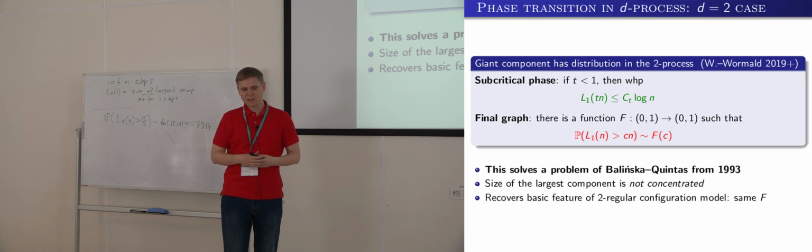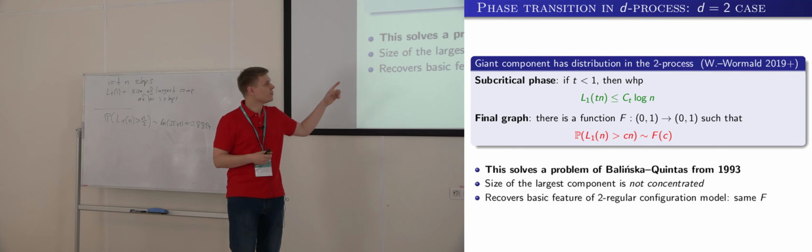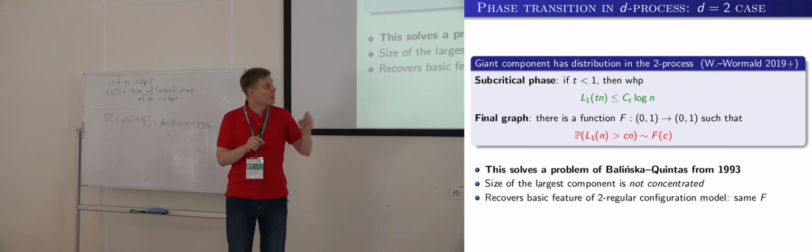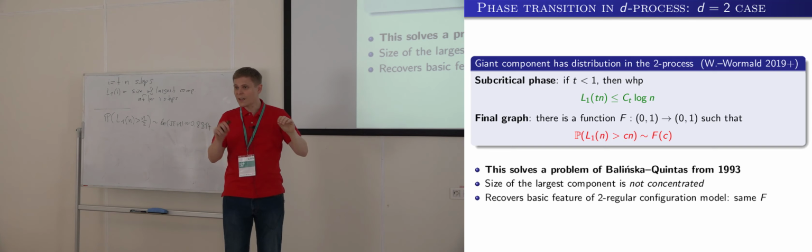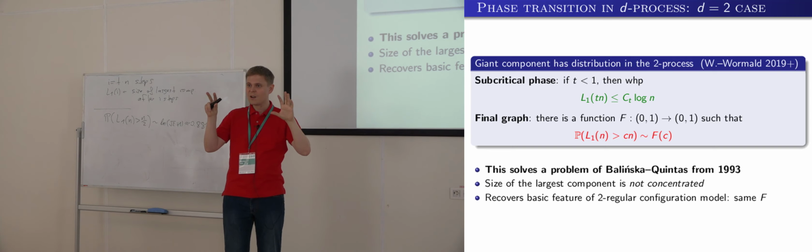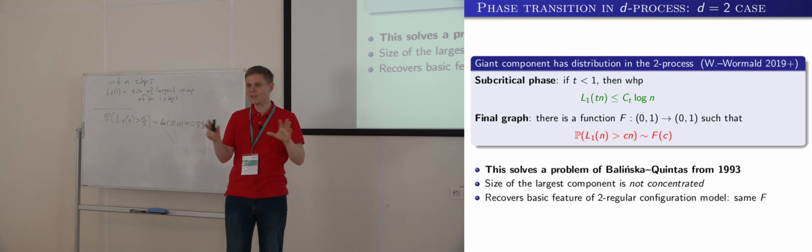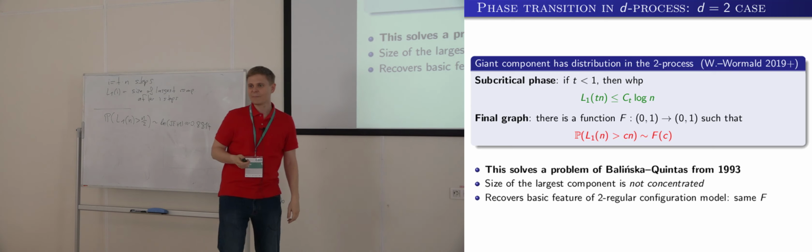I think coupling is too weak a notion to capture how close they are. For example, the expected number of triangles in the 2-process at the end and the 2-regular configuration model, they differ. But it's conjectured that they're still contiguous, these two models. So if you look at the final graph, they're contiguous. So I think total variation distance and so on is not a strong enough notion.